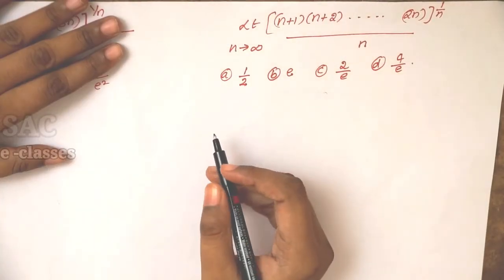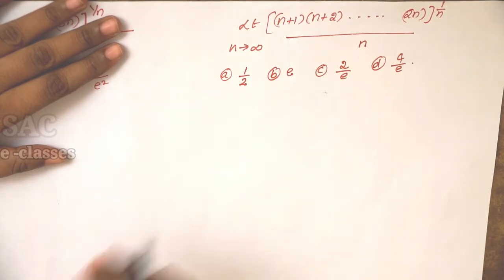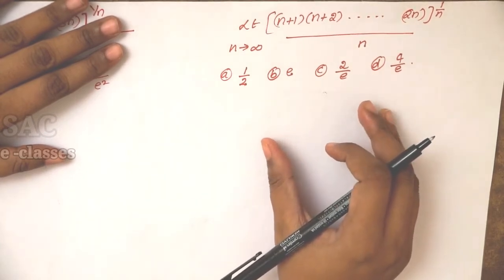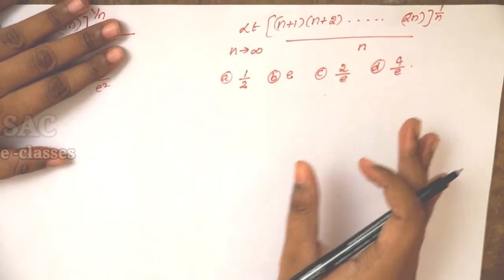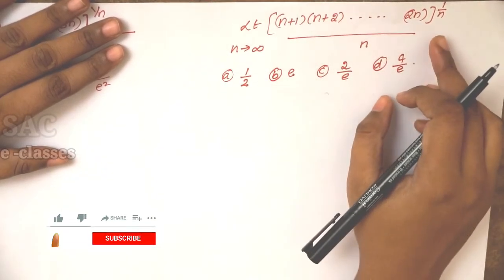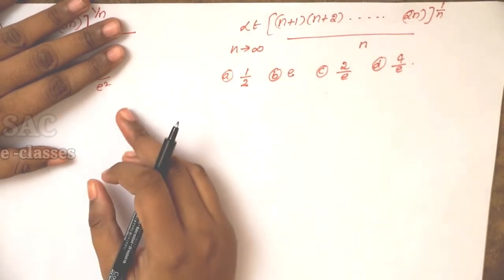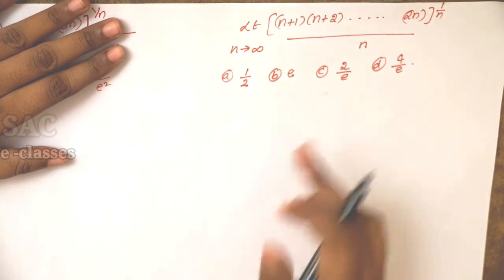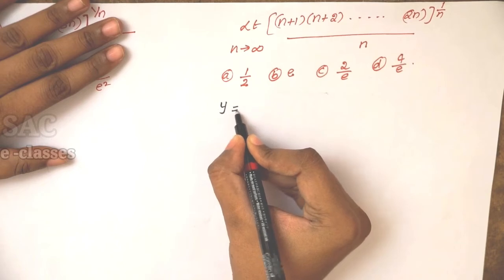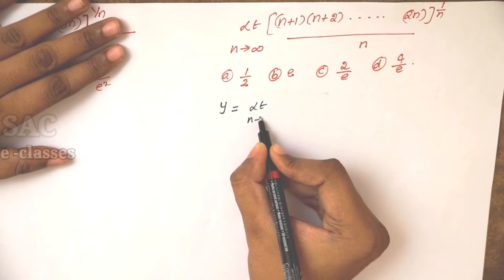Now we have entered into another category of limit sums. Until now we have seen that all are when the operands are added, which we converted in terms of a sigma. But actually these are entirely multiplied and have a power 1 by n. Like this situation, simply we will assume this total as some variable y.